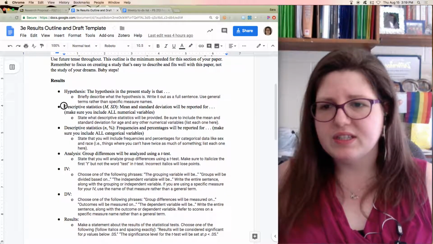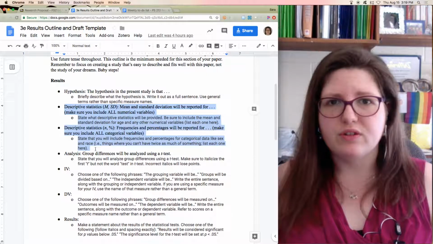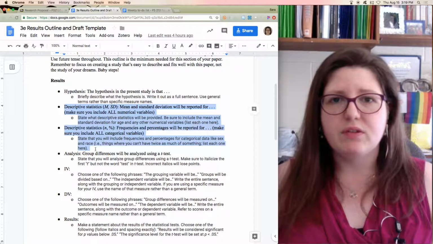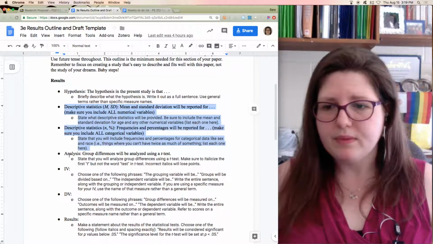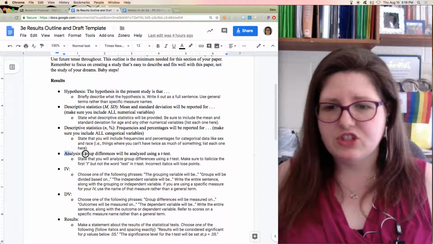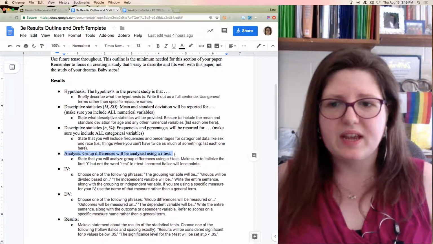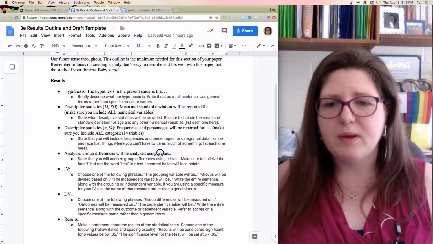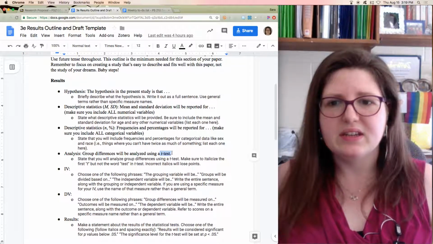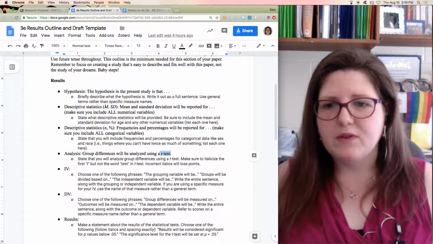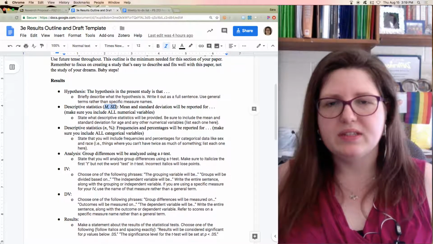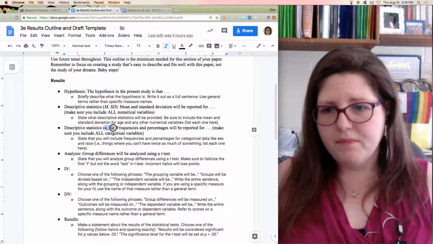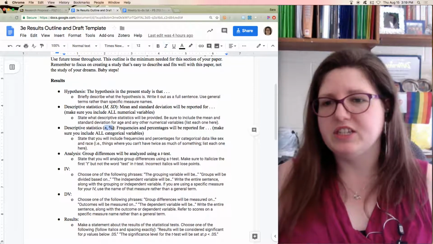So for your statistics, make sure that everything that you're measuring fits under one of these two, and do your best to figure out where they go. Analysis, just keep this statement. Group differences will be analyzed using a t-test, and be very careful about how you're italicizing t-test. If you want to use these symbols for mean and standard deviation, make sure you use them exactly as they're written. Same thing with frequency and percentage.